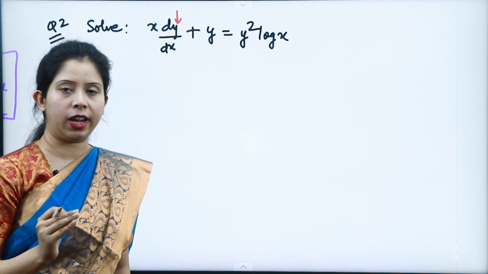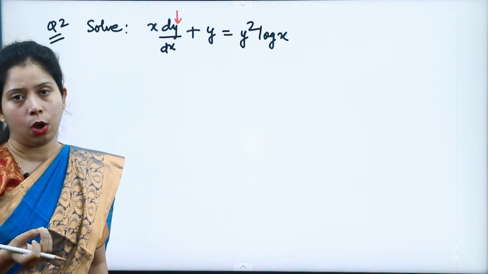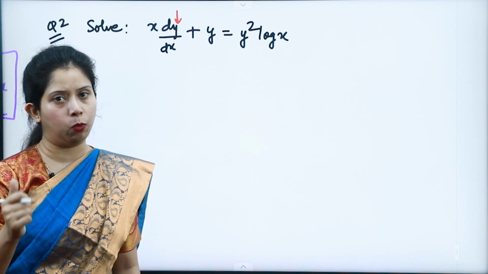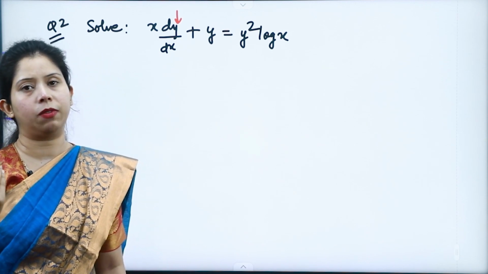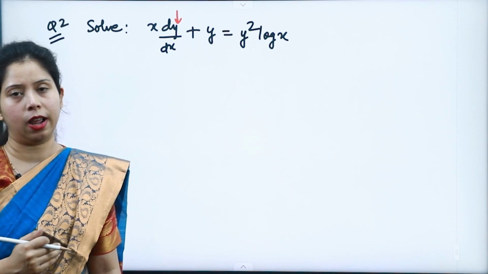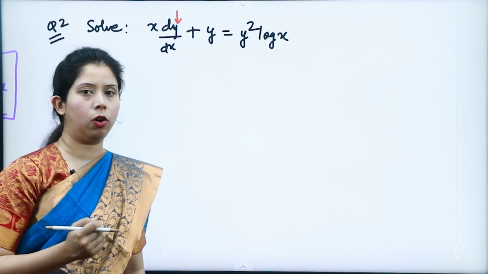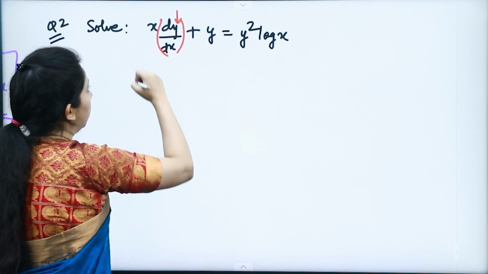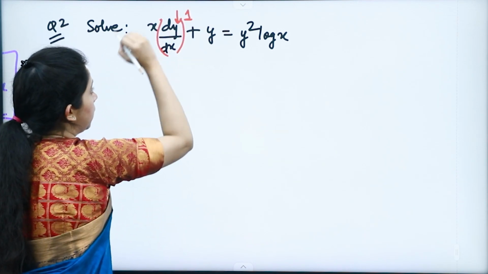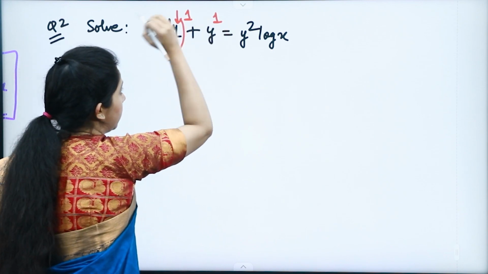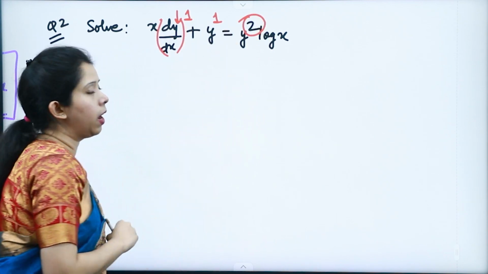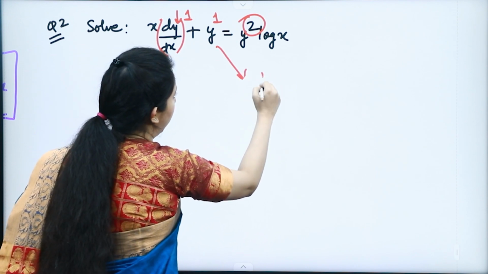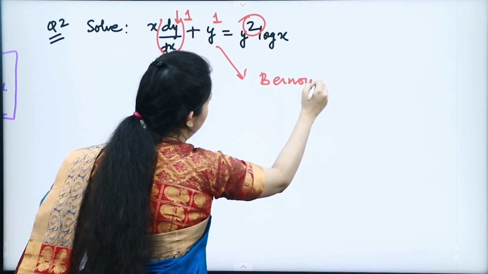So first we will check the degree, or you can say the power of y and its derivatives. If they appear in degree 1, then we can say that we will solve it by the linear differential equation method, or else we will solve it by the Bernoulli differential equation method. So here you can see that the degree of dy by dx is 1, the degree of y is 1, but here the degree of y is not 1. So this equation is a Bernoulli differential equation.